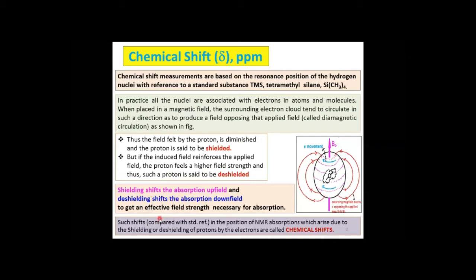Such shifts, which are obtained compared with the standard reference in the position of the NMR absorptions, arise due to the shielding or de-shielding of the protons by the electrons, and these are the chemical shifts.